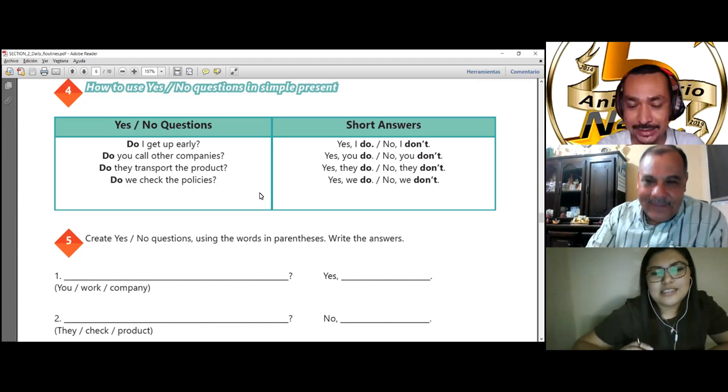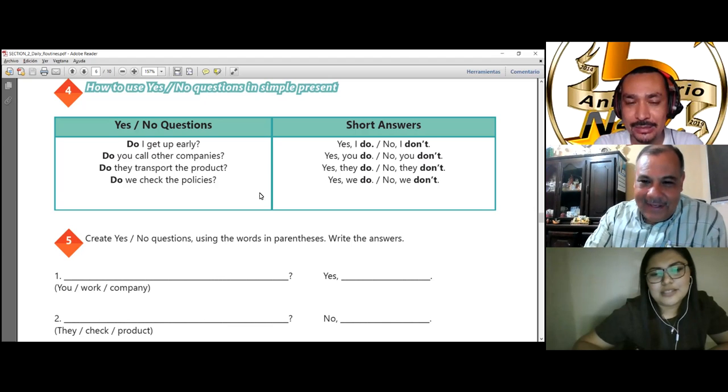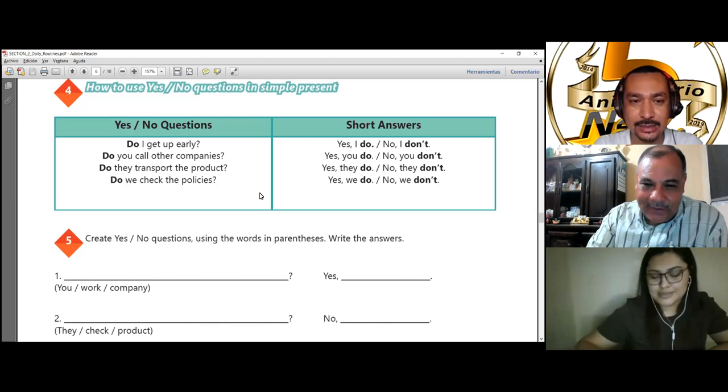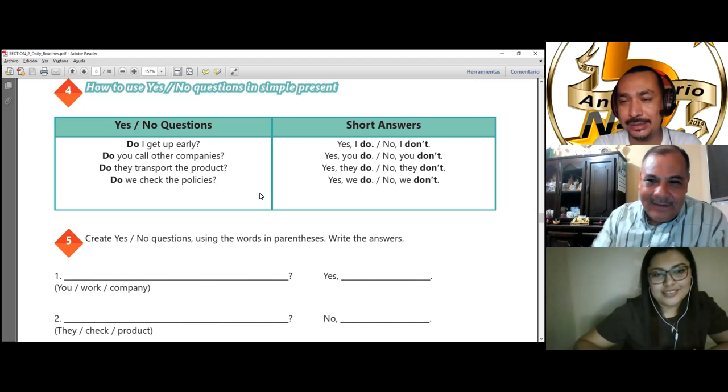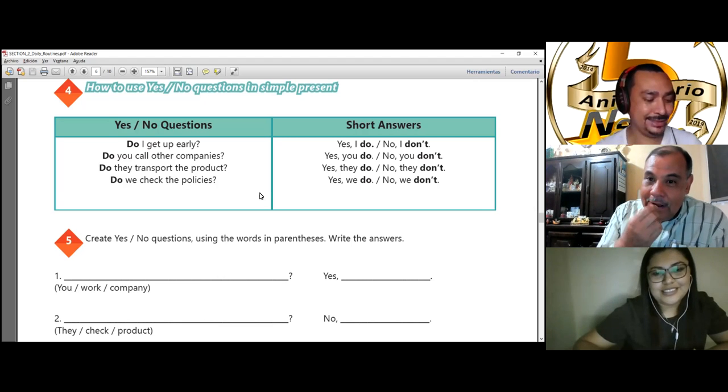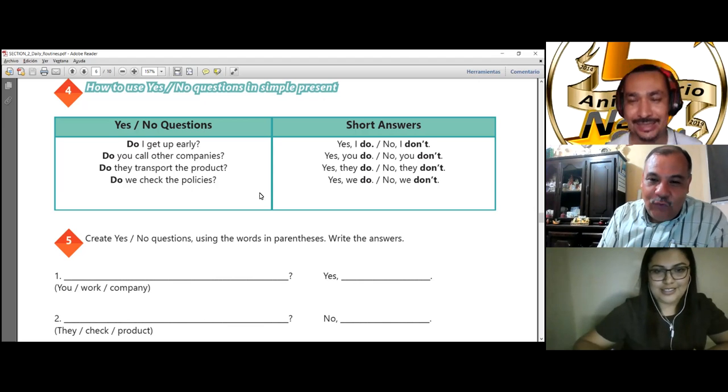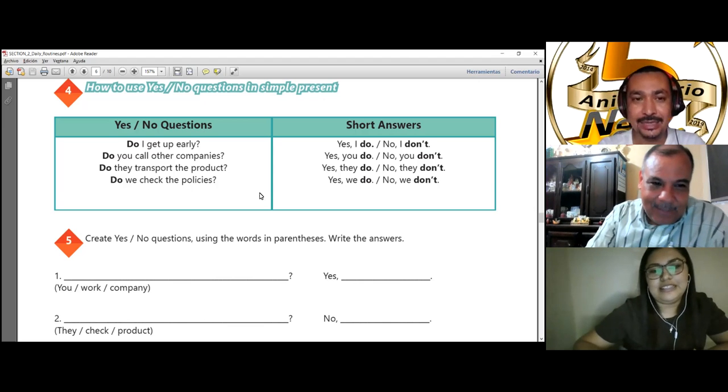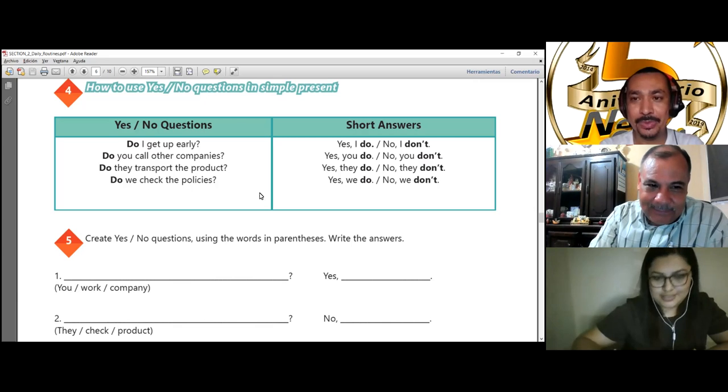Okay. Check the policies, ¿qué es exactamente? Chequear las políticas. Las políticas. La diferencia entre policies y police o los agentes de seguridad. There is a police officer. There is a policies, políticas. Las políticas de la empresa, policies.